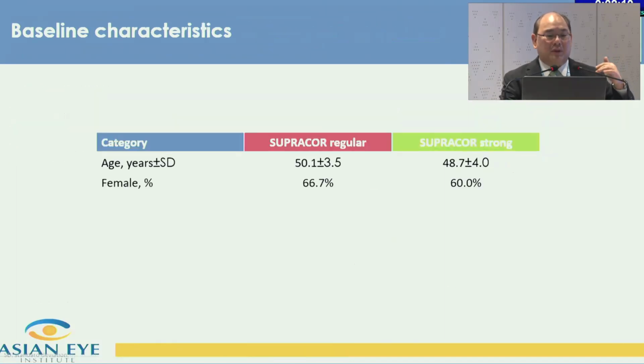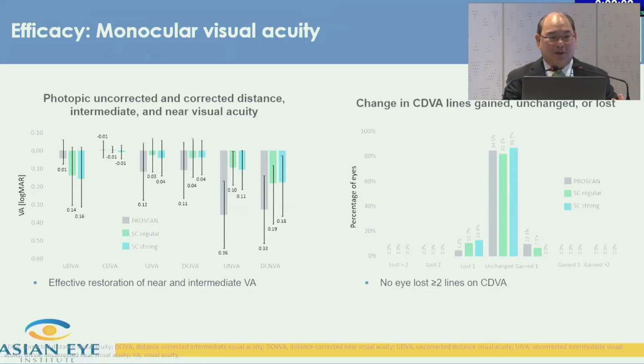In terms of baseline characteristics, 48 to 50-year-olds were included in the study, and more females, of course. Photopic uncorrected distance vision here on the left shows 0.14 or 0.16, which is about 20/25 or 20/30. And uncorrected near vision is also 20/25. So whether it's strong or regular, it gives good distance, good intermediate, uncorrected, and good near vision.